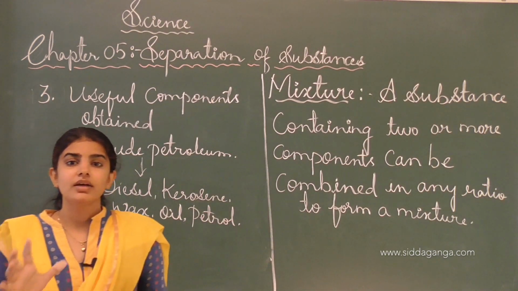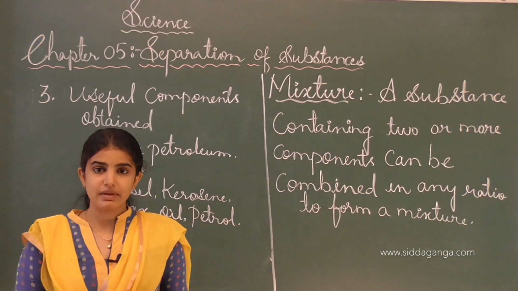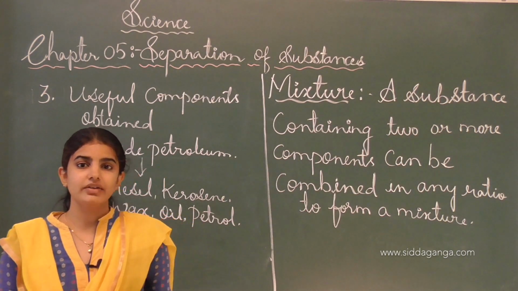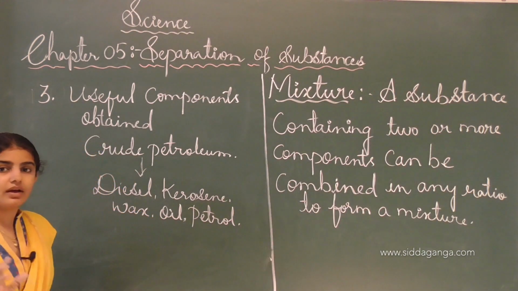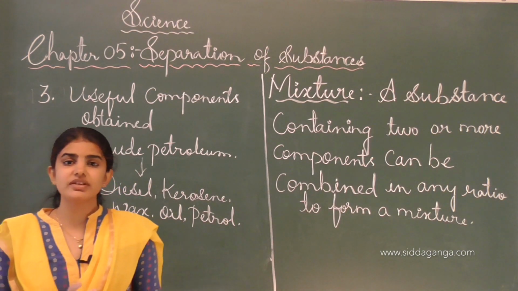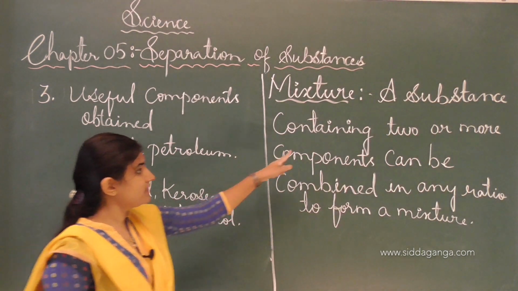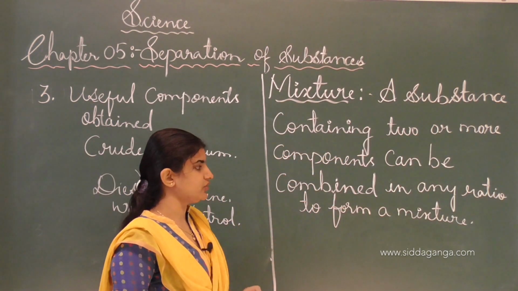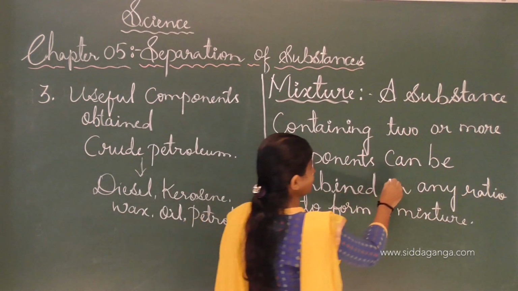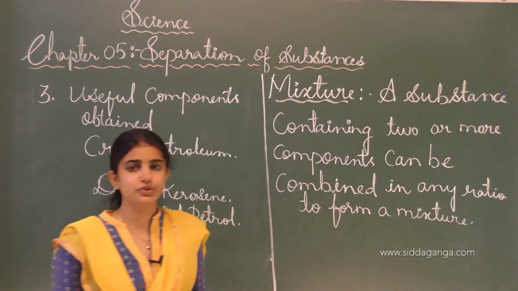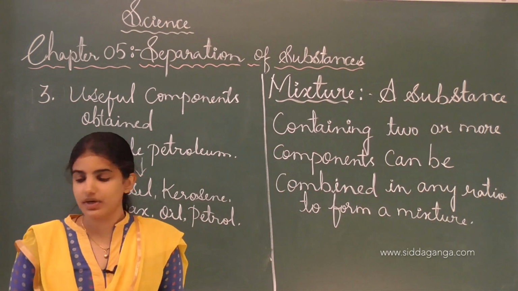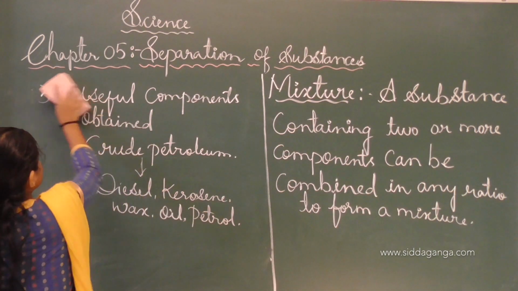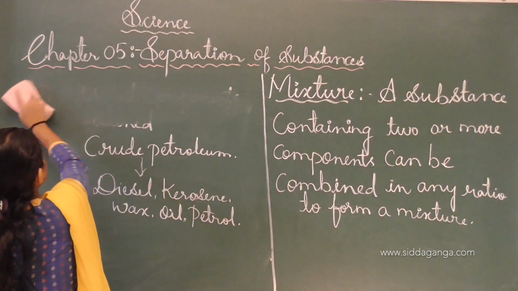See, like that, the purpose of separating the components which are present in the mixture, as we learnt. See, as I told, the mixture is nothing but a substance containing two or more components which can be combined in any ratio to form the mixture. In any ratio, these components will be present, and this is called a mixture. See, for example, I will write here.